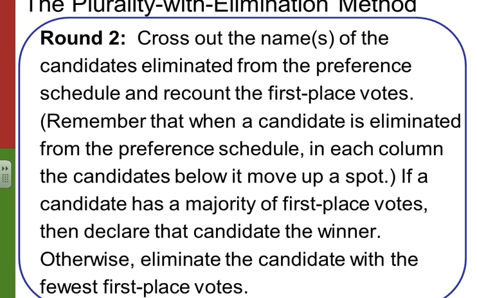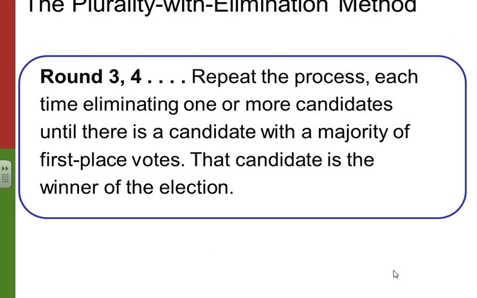Remember, when a candidate is eliminated from the preference schedule, in each column the candidate below that spot moves up. If a candidate has a majority of first place votes, then declare that candidate the winner. If not, eliminate the next candidate with the fewest votes and do it again. Repeat the process until you have a winner.